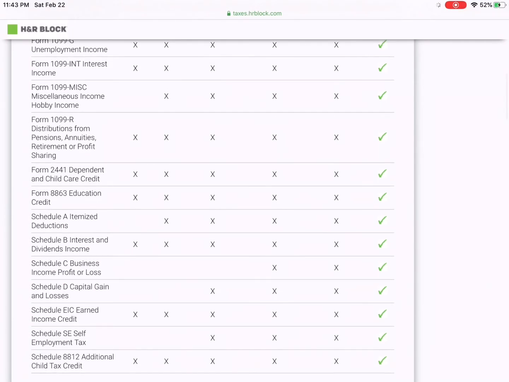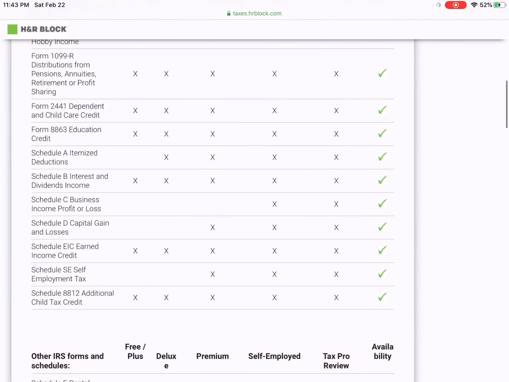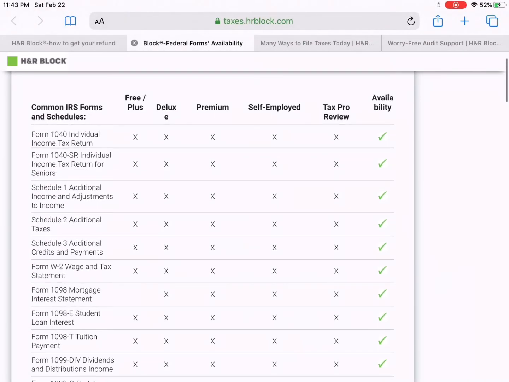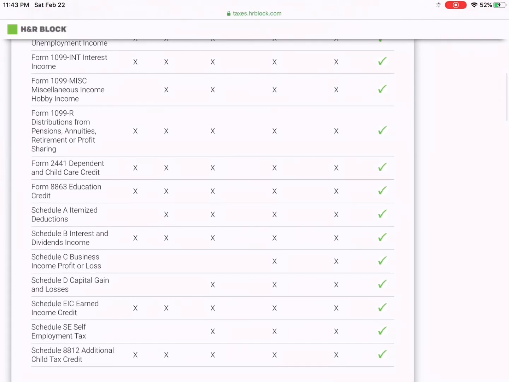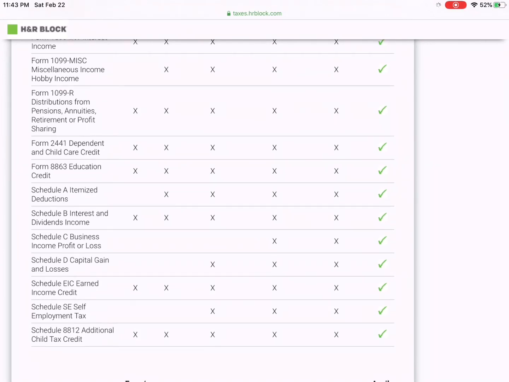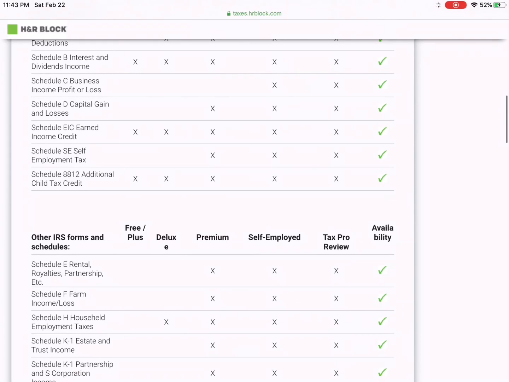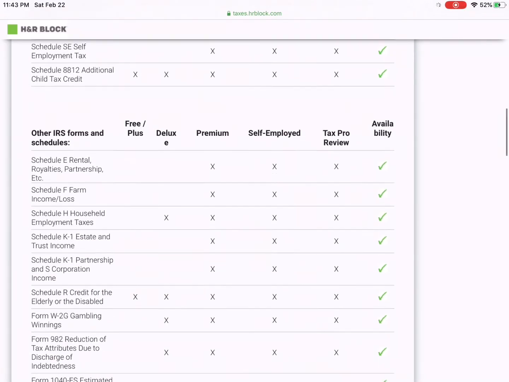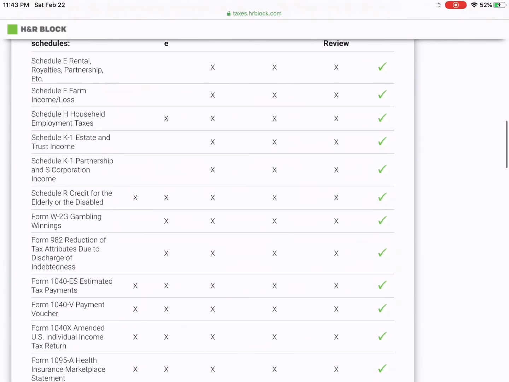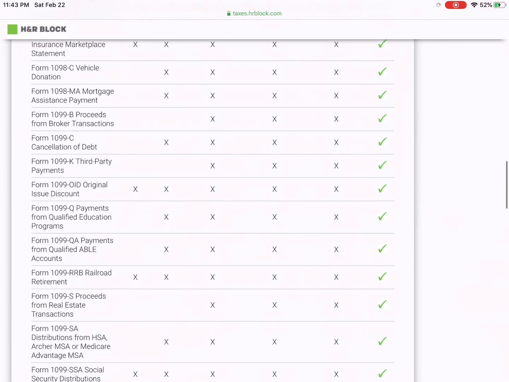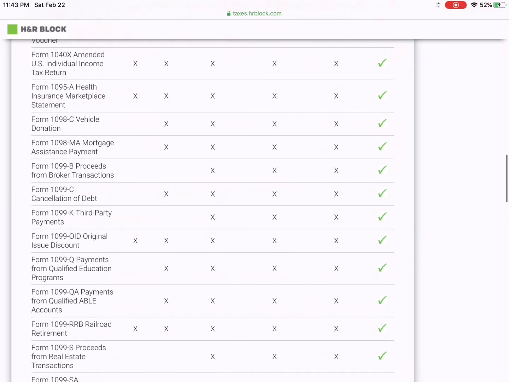Any itemized deductions, we talked about that already. Schedule C, you're going to have to upgrade up to the Self-Employed. That one was more expensive. I think it was $100, $200. So you'll see self-employment tax. That goes along with your Schedule C as well. If you own any rentals, if you own any farms, if you're getting a K-1, you'll see that things aren't included in the free version that are included in the more expensive versions, which makes sense.